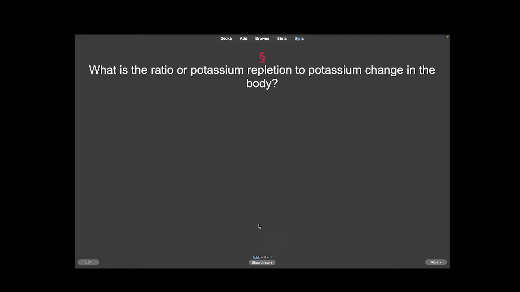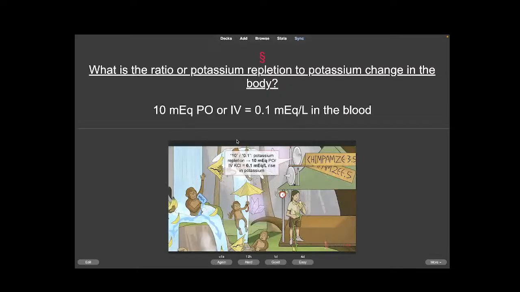Ratio of potassium repletion to potassium change. What does that mean? 10 orally, and there's like a 0.1 rise. If there's a repletion of 10 milliequivalents, it's like a 0.1 milliequivalent change in the blood. Oh, that's what they meant. All right, I like that.